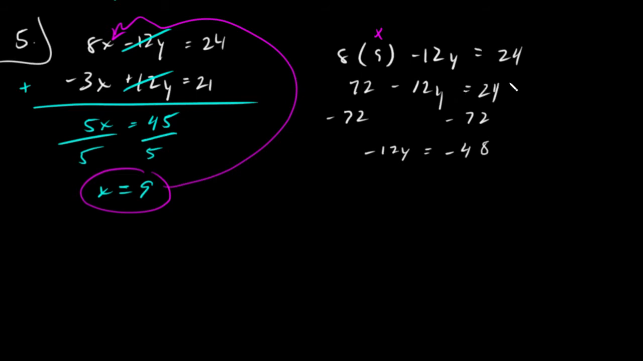Divide by negative 12, divide by negative 12: 12, 24, 36, 48, 4. So y equals 4. That seems like it could work. So you get 9, 4. Ta-da!